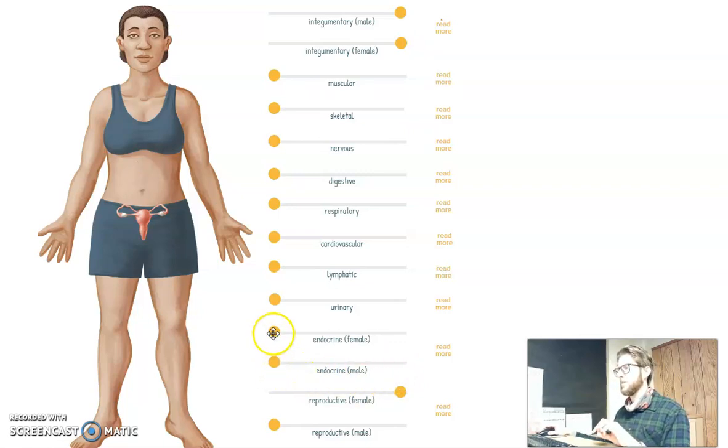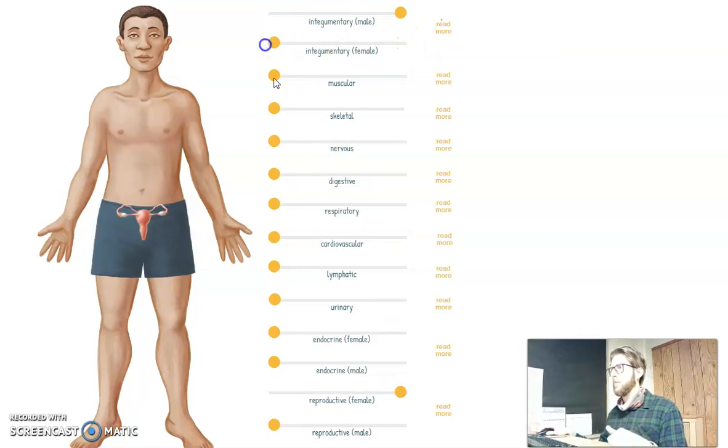Sorry, this is the wrong one. That's the reproductive. And the females have ovaries instead of testes. So that's really the only difference. And hormones are how organs communicate with each other. So when these glands release hormones, that's how organs talk to each other and communicate with each other on how they're doing and if anything else is needed.